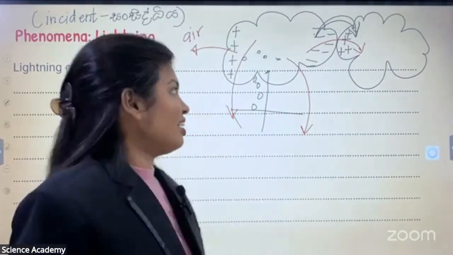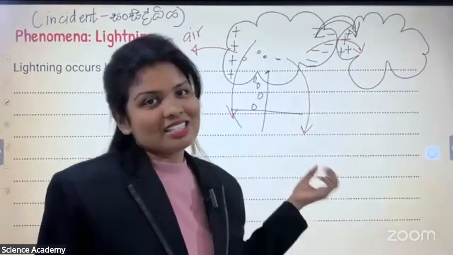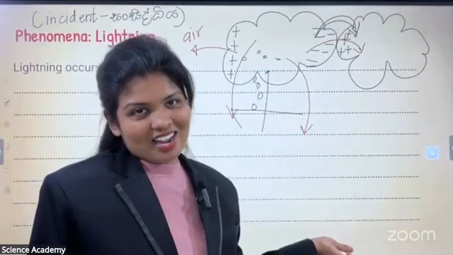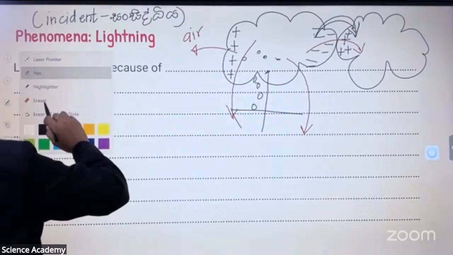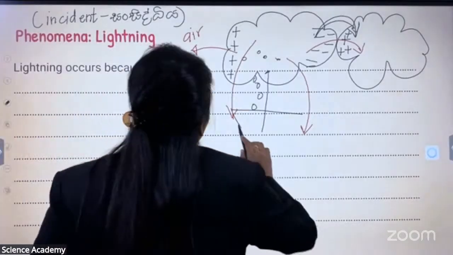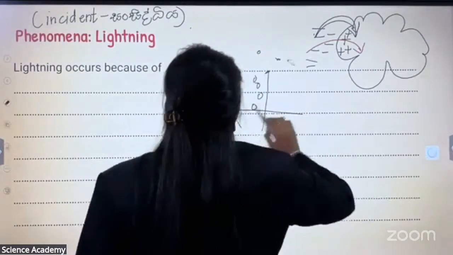Okay, right. So children, why is this happening? Because of the static electric charges, right? Okay, right. So I hope that you got the idea about this lightning.